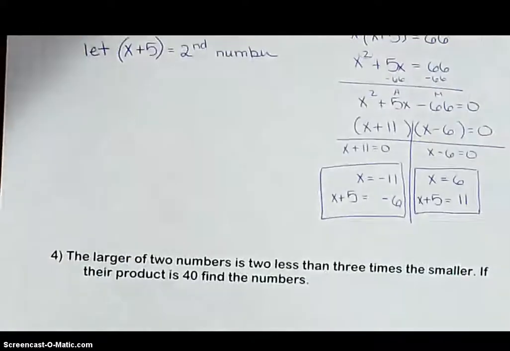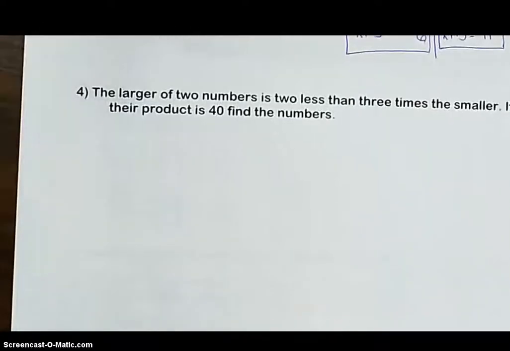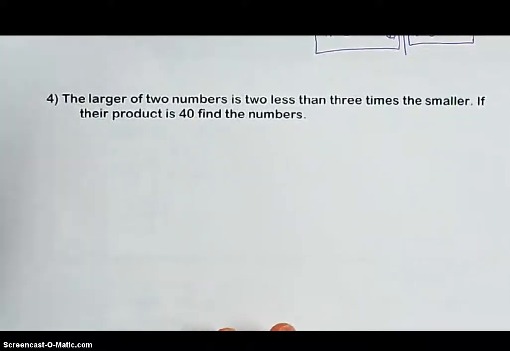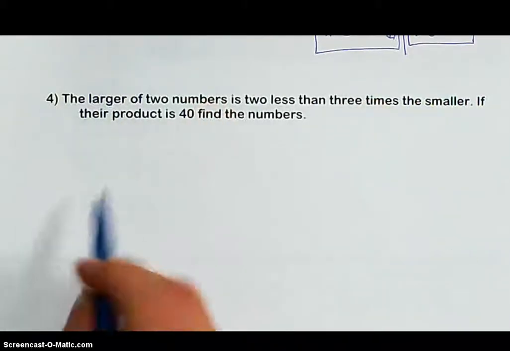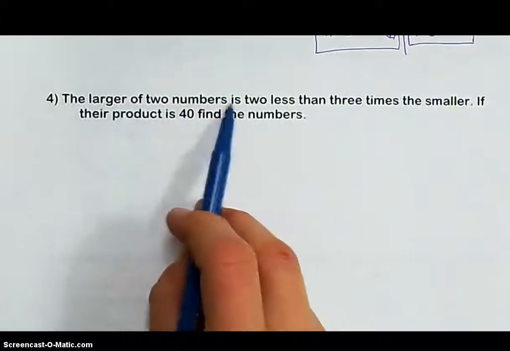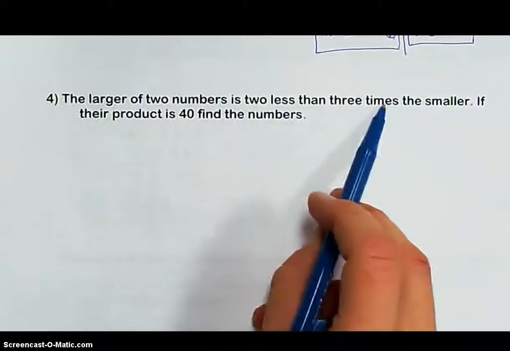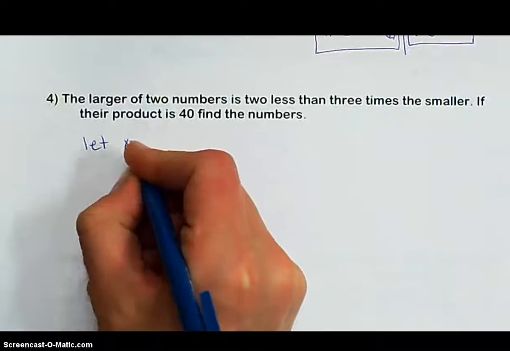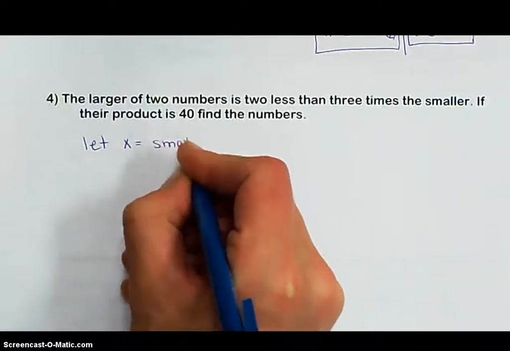All right, so let's go ahead now and try number 4. The larger of two numbers is 2 less than 3 times the smaller. If their product is 40, find the numbers. So here we have a larger and a smaller, so we're going to have two let statements. We're going to say let x equal the smaller.